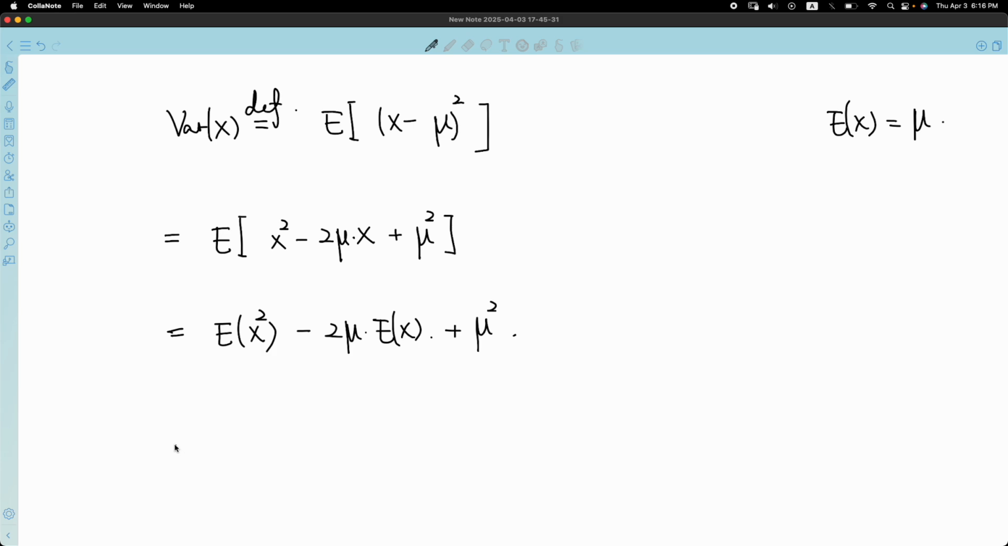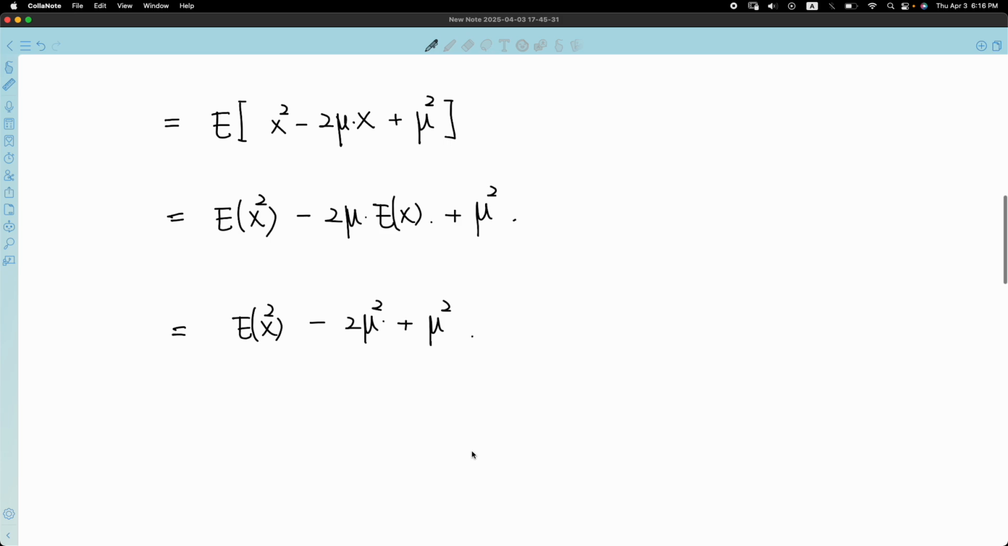Then we can further expand the terms: E of X squared minus 2 mu, and here E of X we defined as mu, so we essentially have 2 mu squared. This is the thing I'm going to be calling on here: I'm going to use E of X equal to mu, so we have 2 mu squared, and then plus one more copy of mu squared. Then you will have E of X squared minus 2 copies of mu squared, adding one copy back, so minus mu squared.